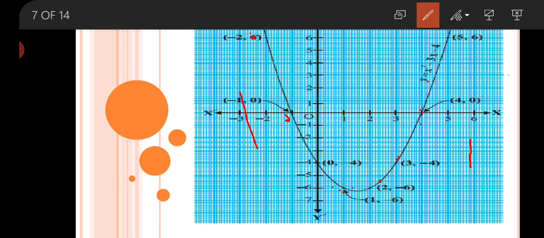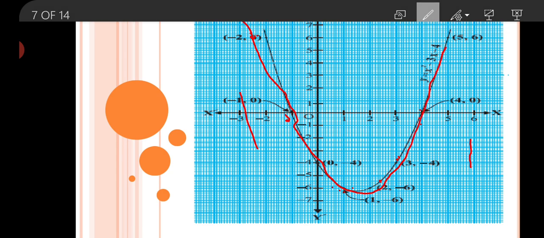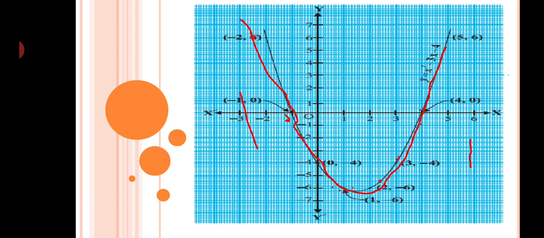So by connecting all those points, you will get the curve. And you can say this curve is a parabola. That curve has a characteristic name, that is called parabolic curve. And you can find that curve intersecting the x-axis in two distinct points. Okay? Let us see further.